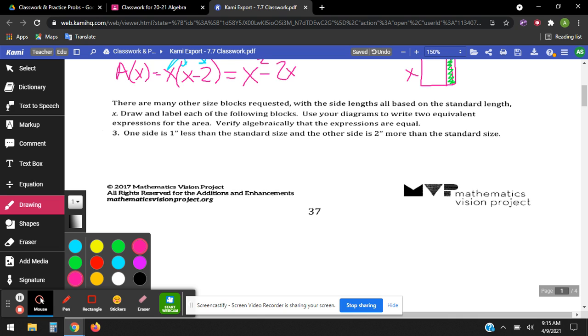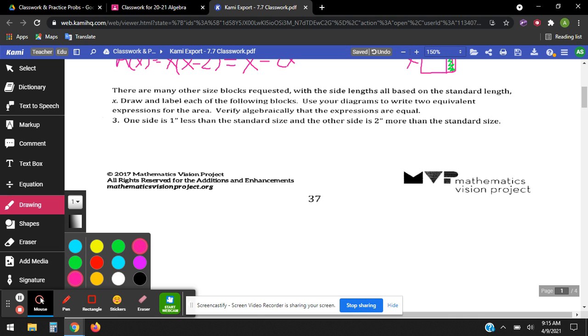There are many other blocks requested, with side lengths all based on the standard length, x. Draw and label each of the following blocks. Use your diagrams to write two equivalent expressions for this area. Verify algebraically that they are equal. Okay, so for 3, one side is an inch less than the standard. The other side is 2 more. Okay, so we have to draw our picture first.